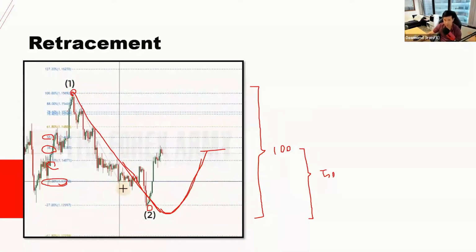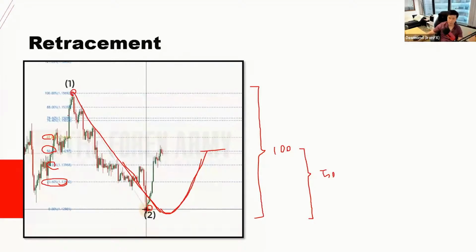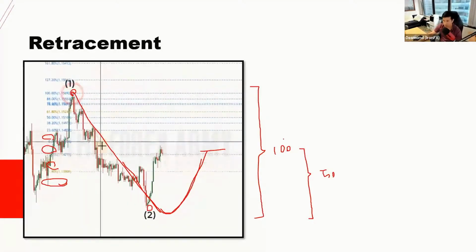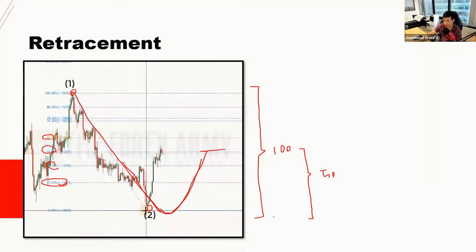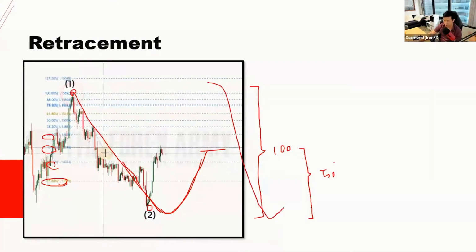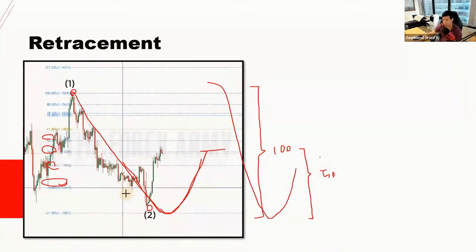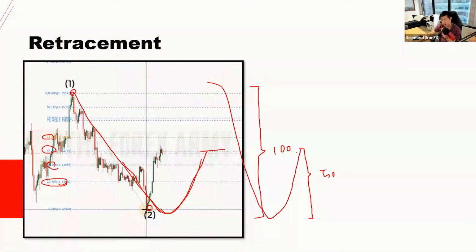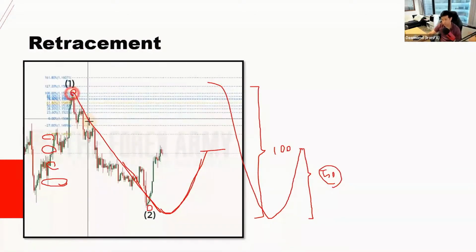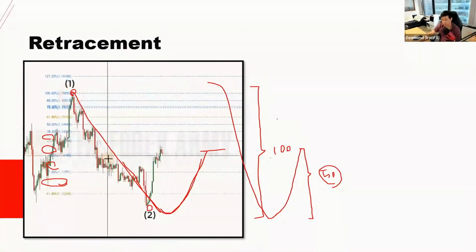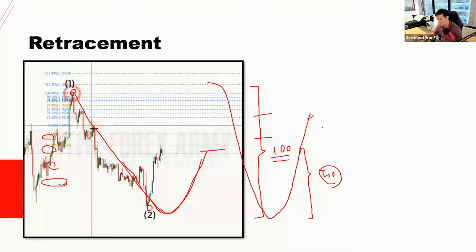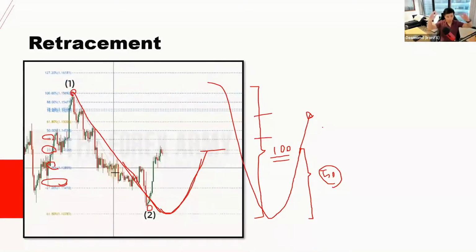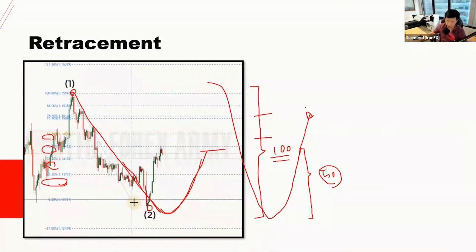23, 38, 50, 61, all these different numbers are simply the percentage of the move. So if price comes down and drops all the way here, and it bounces up by 50%, it basically means that it has retraced 50 pips, assuming the drop is 100 pips. And if it retraces more than that, this is the 61, this is the 78. It basically means how much of the original movement it is recovering.